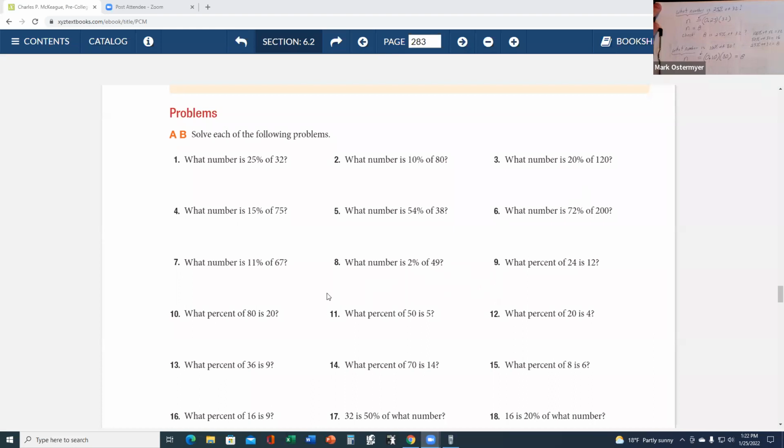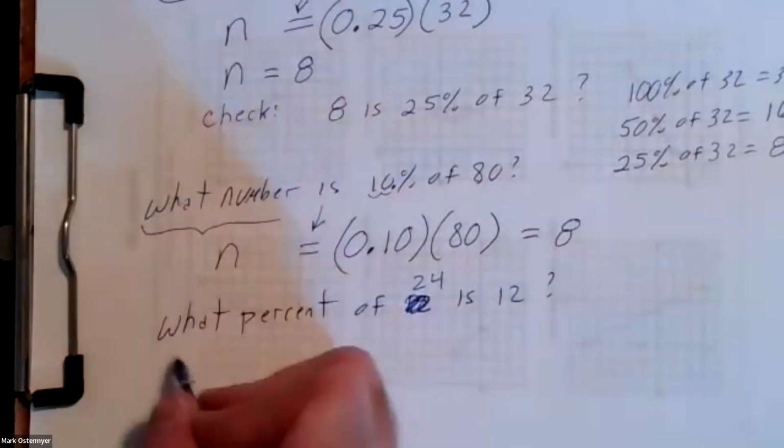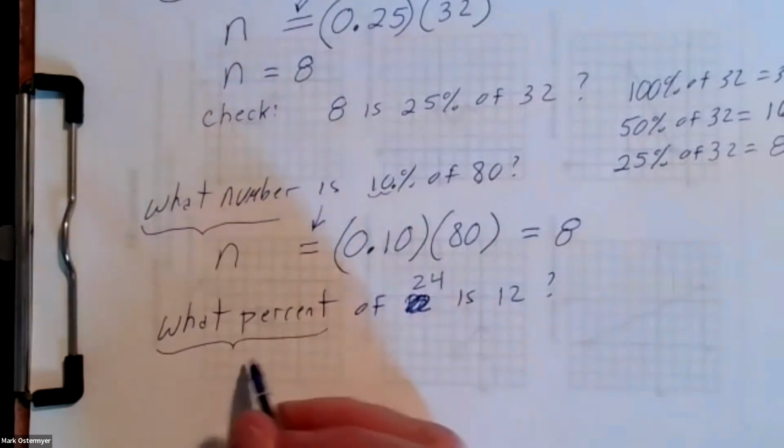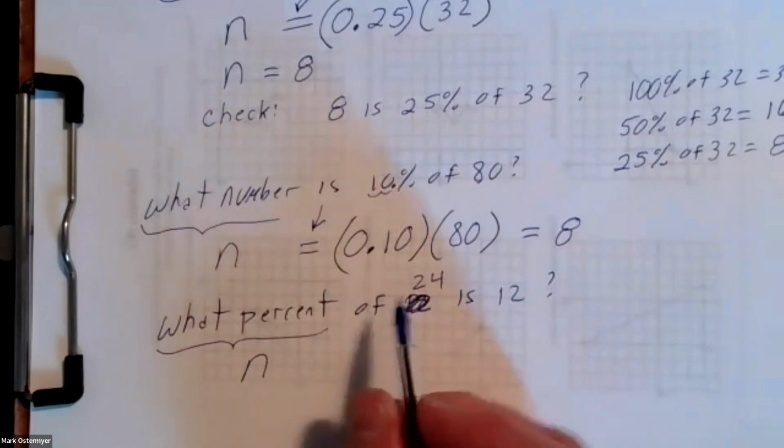All right, now let's jump down to number 9. It says, what percent of 24 is 12? What percent of 24 is 12? I replace what percent with what? An unknown, a variable? What percent of means what operator?